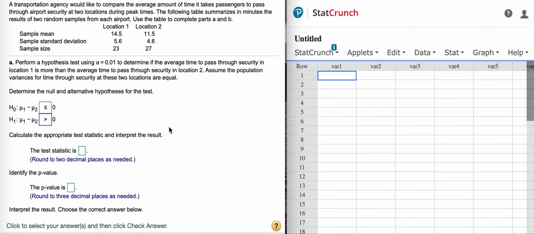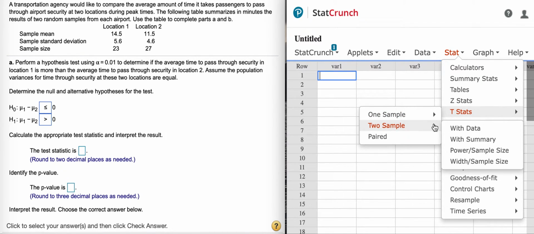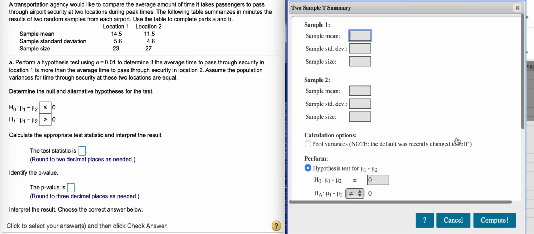So we're going to do a two-sample t-test in this case because we have sample standard deviations for both samples. We do not know the population standard deviation. So over here in StatCrunch, we're going to run a t-test, a two-sample t-test with the summary data.